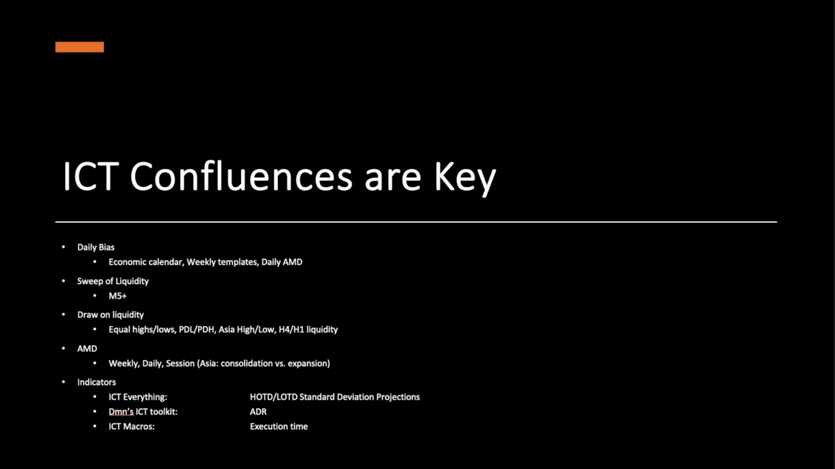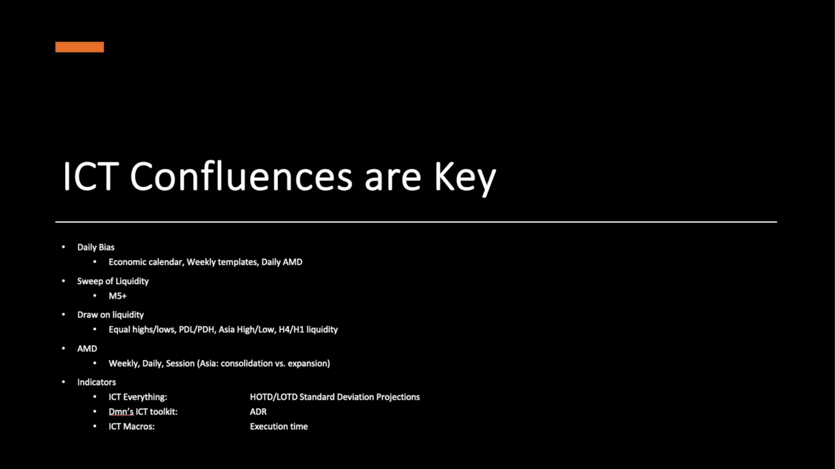We TP where the golden bullet is supposed to TP, and that's in a later teaching, but there has to be a draw on liquidity. So the three mandatory ICT confluences, once again, is we only take trades that align with our daily bias. We need a sweep of liquidity before we enter our golden bullet trade, and there has to be a logical draw on liquidity.